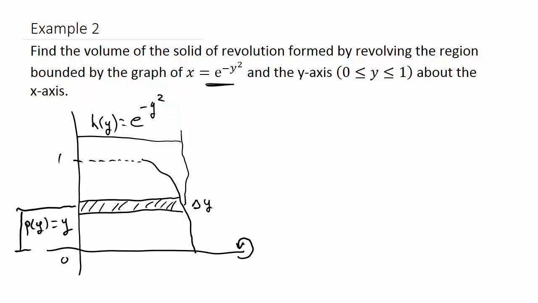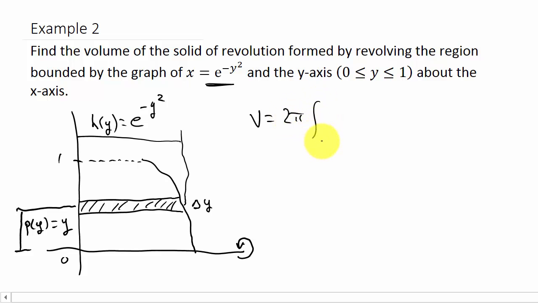Alright, so now let's get our formula for the volume. So the volume is 2 pi, and we're going from 0 to 1 of the radius. Okay, remember the formula, the radius, which in this case is y, times the height, or I guess you could say the length, which is e to the negative y squared dy.